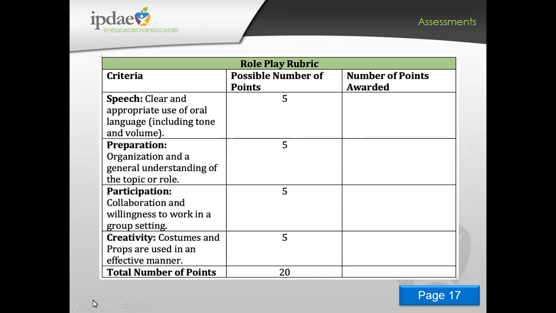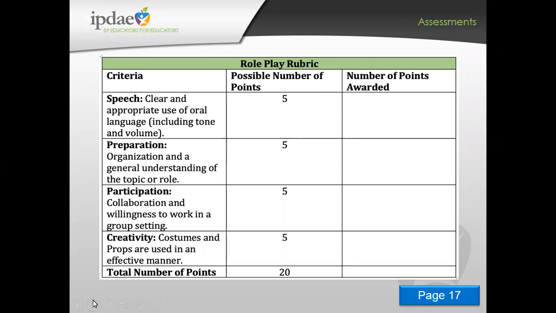Participation. Is the student willing to participate in the group? Have they been participating and preparing for this role play? Creativity. Are they using any sort of prop? Are they using sort of costumes and so on? And then they get points out of that. So each of them are 5 points. Possible points are 20. And then you put in the right-hand column the number of points awarded to that.